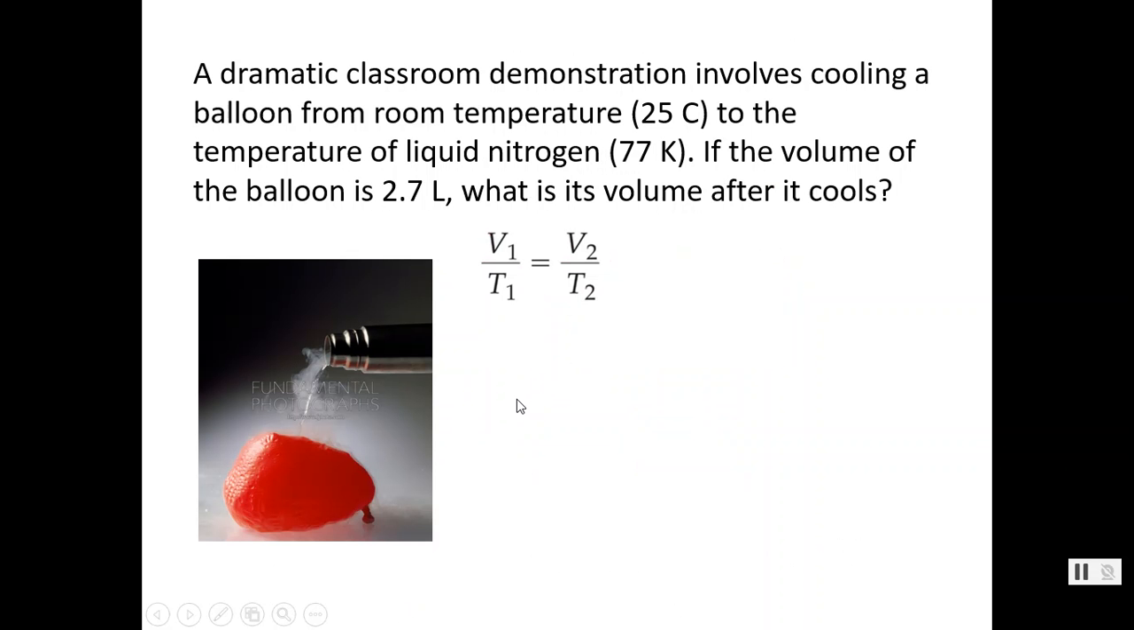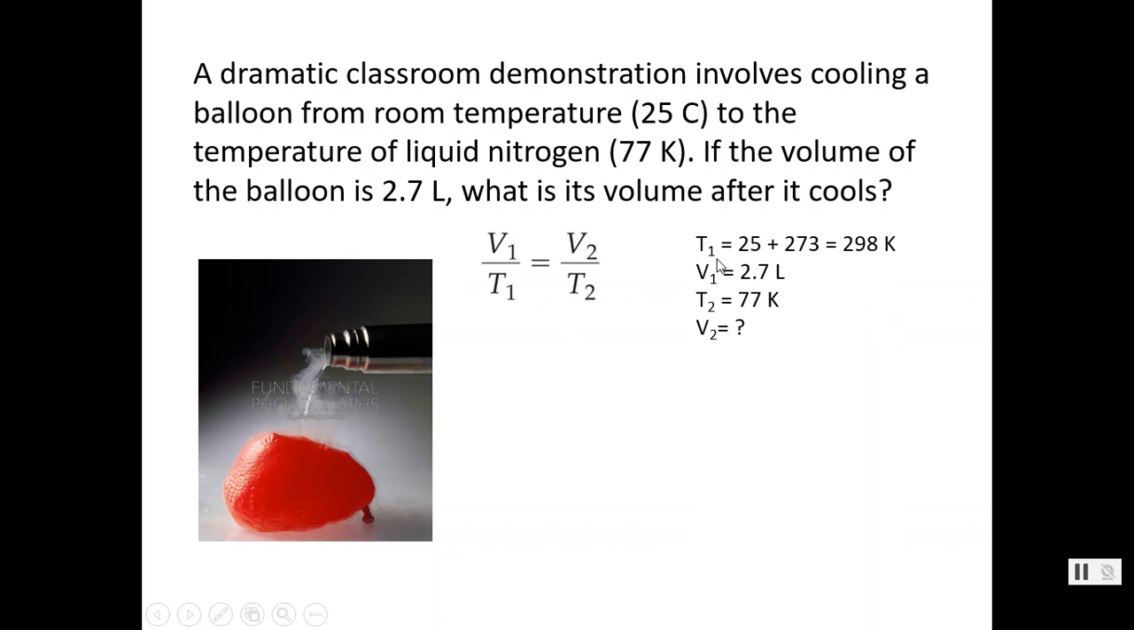Speaking of cooling balloons, let's say that we are cooling a balloon from room temperature to the temperature of liquid nitrogen. And let's say the volume of the balloon initially is 2.7 liters. What is its volume after it cools? So we have two temperatures. We have an initial volume. We need to find a final volume. So we're going to use Charles' law.